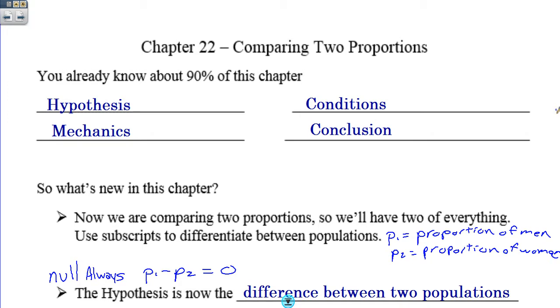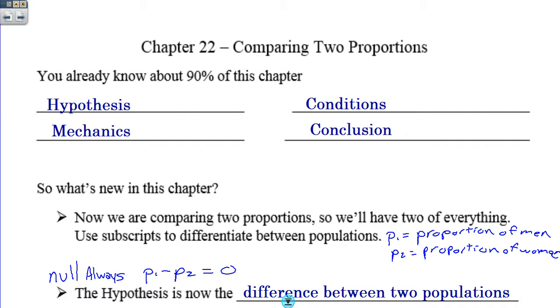We are looking at comparing two proportion z-tests. Sometimes we call it a two-prop z-test. The good news is that you basically know about 90% of this chapter already. So most of it's going to seem very familiar. We're just going to spice in some added stuff.